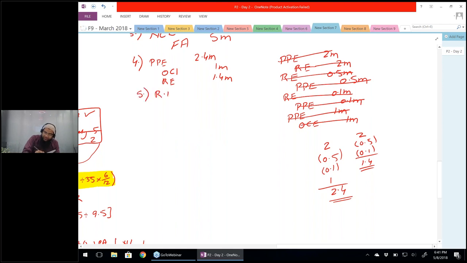Debiting retained earnings, crediting OCE and non-current liability by 2, and OCE debit by 2. So retained earnings is actually credit, 2.8 OCE, 2 non-current liability, and retained earnings by 0.8. So this is the final correcting entry that we should be recording in the adjustment number 5.